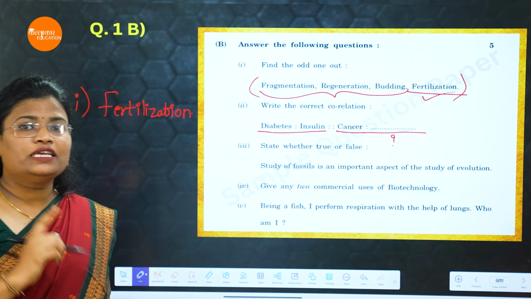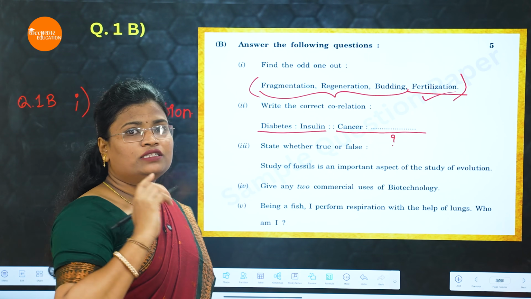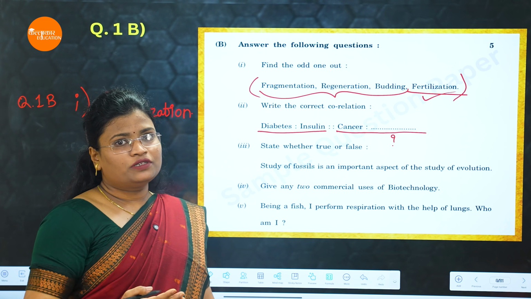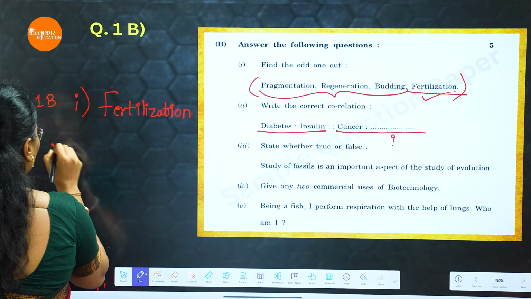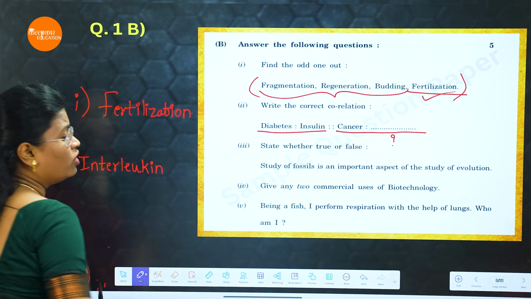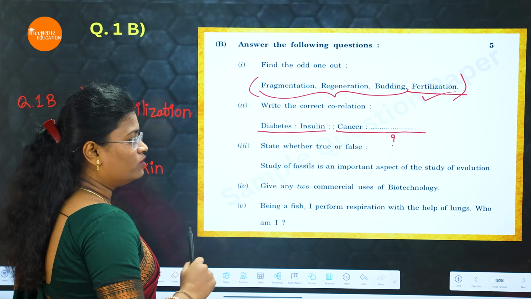The answer is interleukin. Interleukin is a protein or protein-like substance which boosts the immunity. So the answer will be 2, interleukin. This will be your answer. Let's move toward the third question.